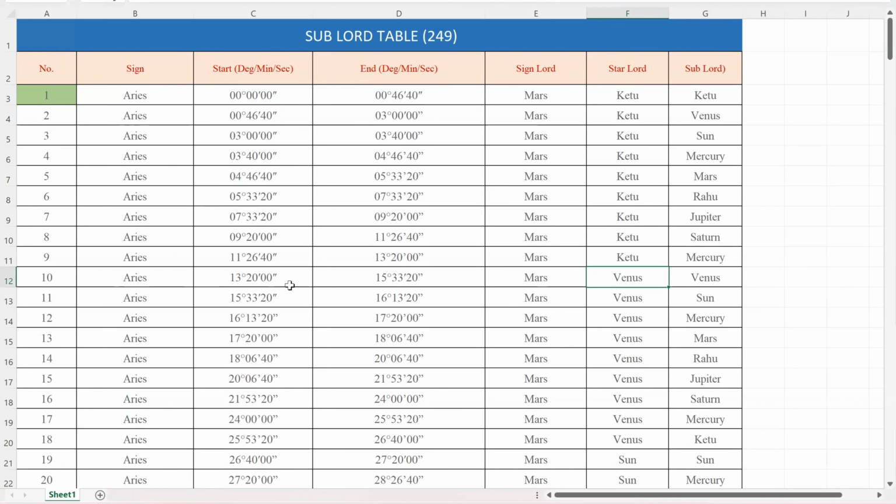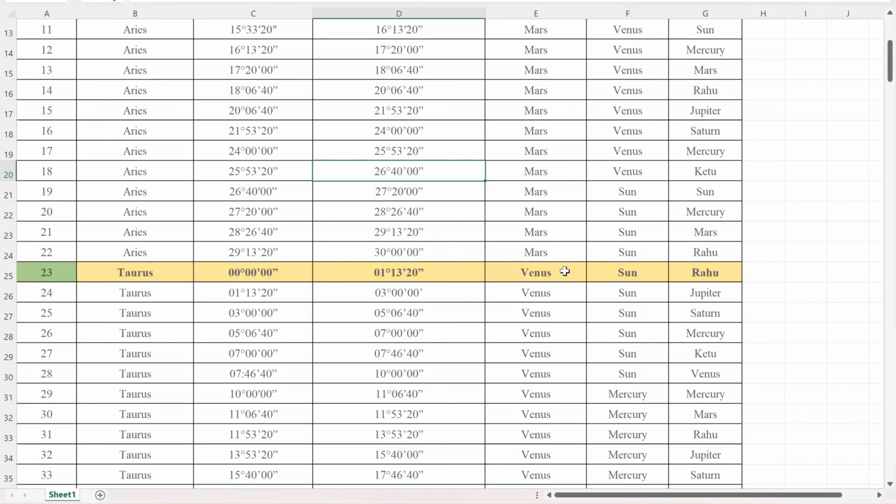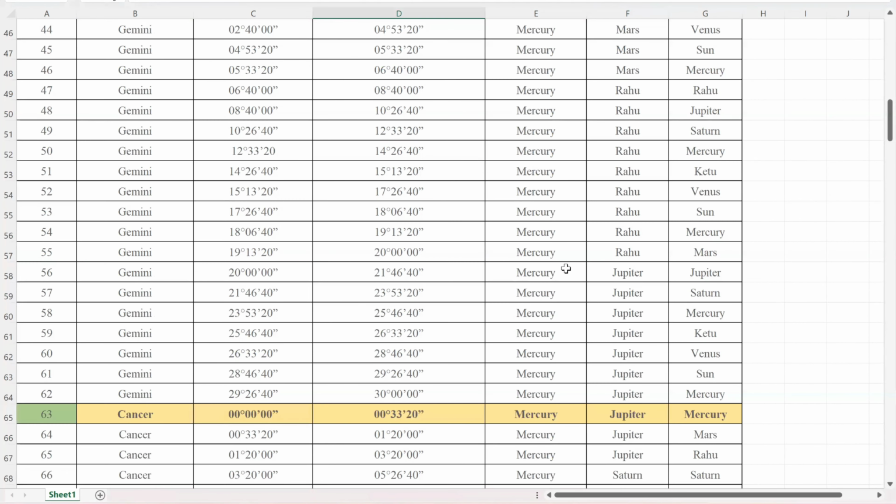From where will it start? We completed the last lot, so from 13 degree 20 minute, if we start adding the span of each of these subs, then we will get till 26 degree and 40 minute all the subs within the Venus. In similar fashion and similar calculation, the whole table has been created.